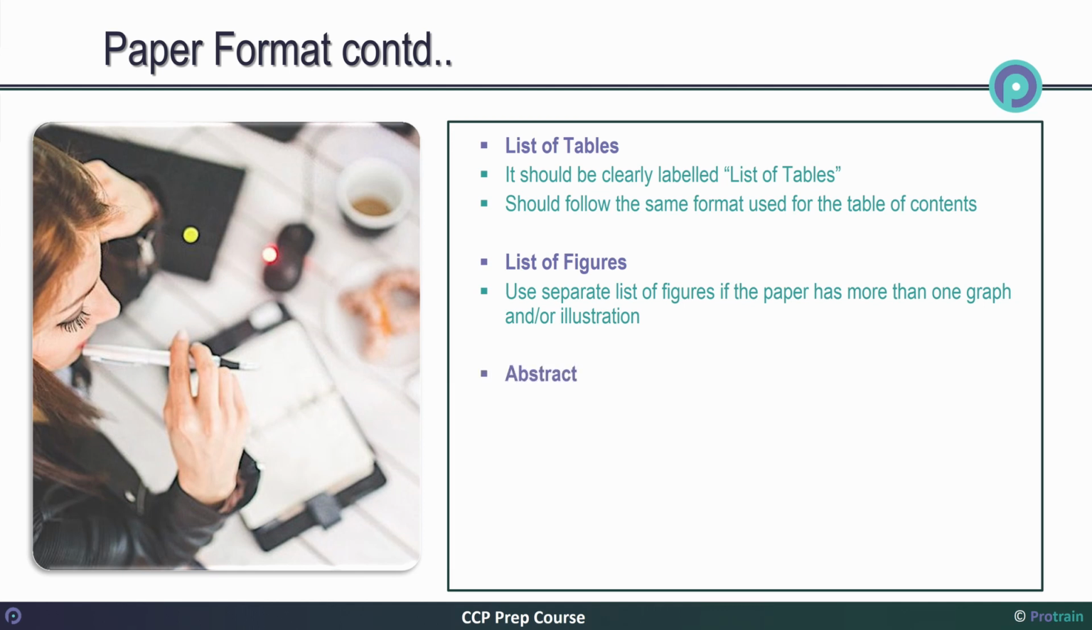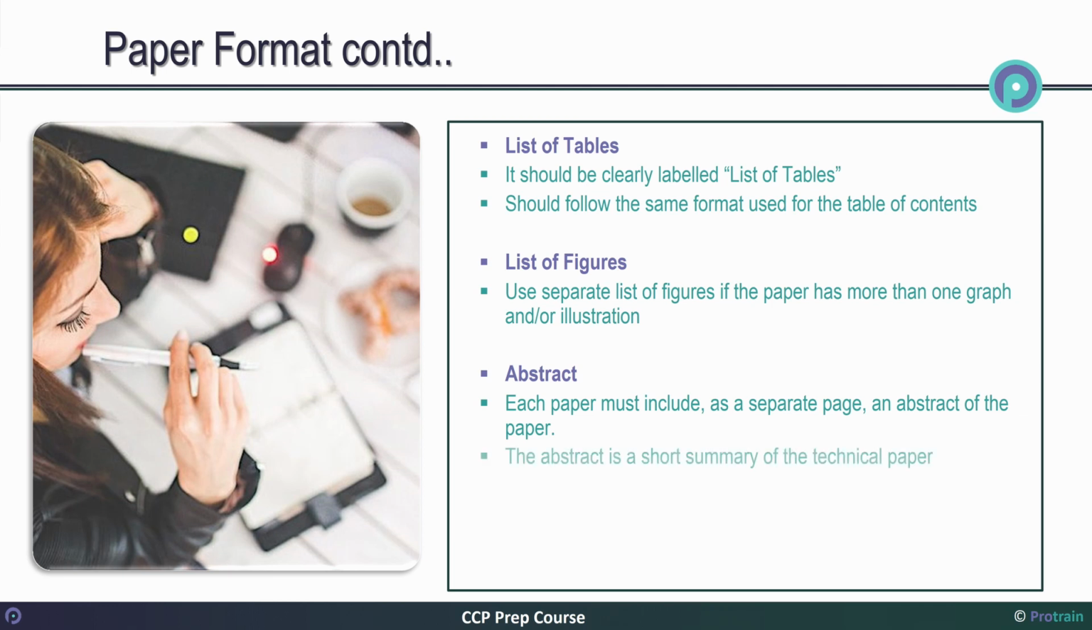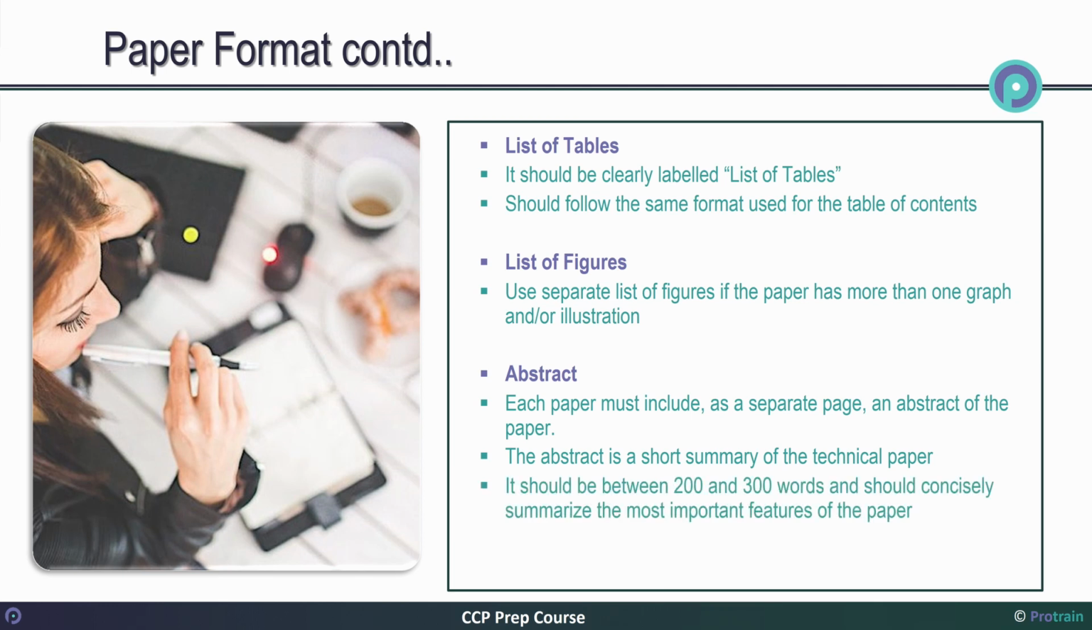Abstract. Each paper must include, as a separate page, an abstract of the paper. The abstract is a short summary of the technical paper, no more than a page in length. It should be a clear and concise synopsis of the entire paper. Ideally, it should be between 200 and 300 words and should concisely summarize the most important features of the paper.